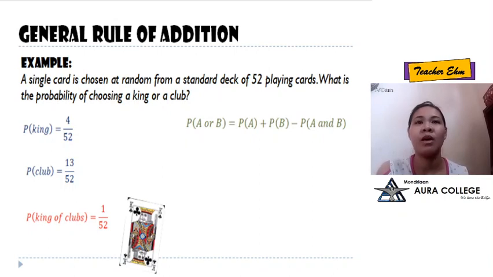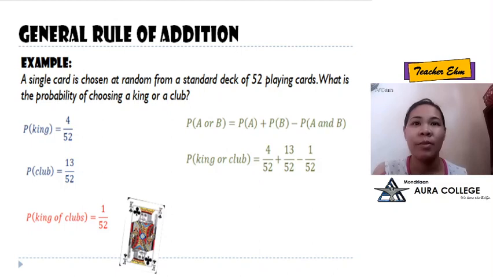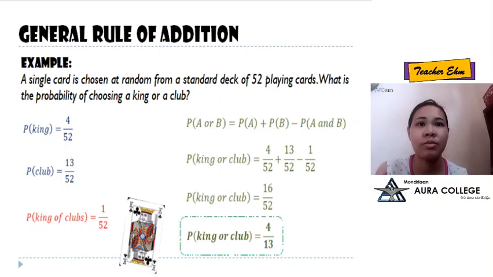So probability of A or B is equal to probability of A plus probability of B minus probability of A and B. Probability of choosing a king or a club is equal to 4 over 52 plus 13 over 52 minus 1 over 52, which is 16 over 52. Simplified to lowest terms, ang ating probability ay 4 over 13.